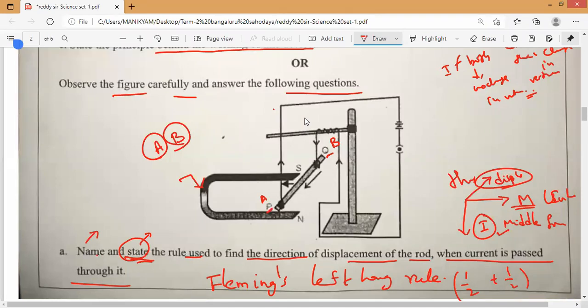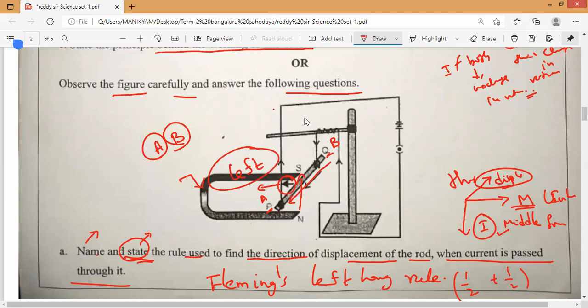Now the direction of current is from B to A, or from Q to P. This is the direction of magnetic field and this is the direction of current. Apply the rule and tell me whether it is left side or right side. The picture and arrow are already given. What is this side? It is left side. Understand? So check your textbook.